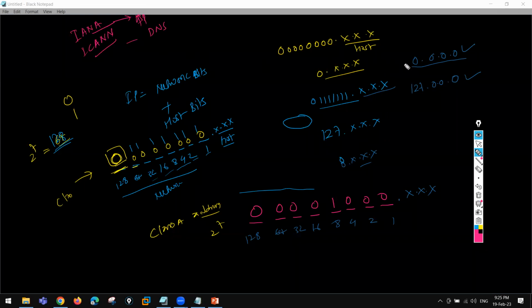So what IANA did is, this is not assigned to anyone, and this particular range of IP address is not usable. This is again what we call a local host or loopback range of IP. So they are not used for the general assignments. There is a separate use for this particular subnet, but this is nowhere used.